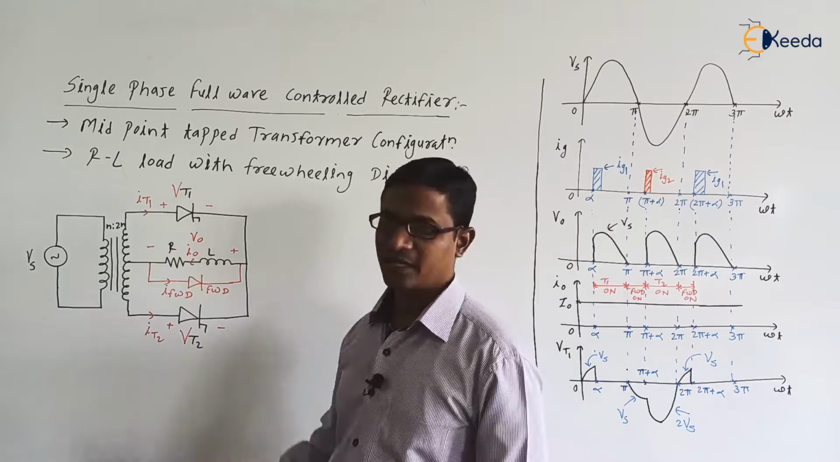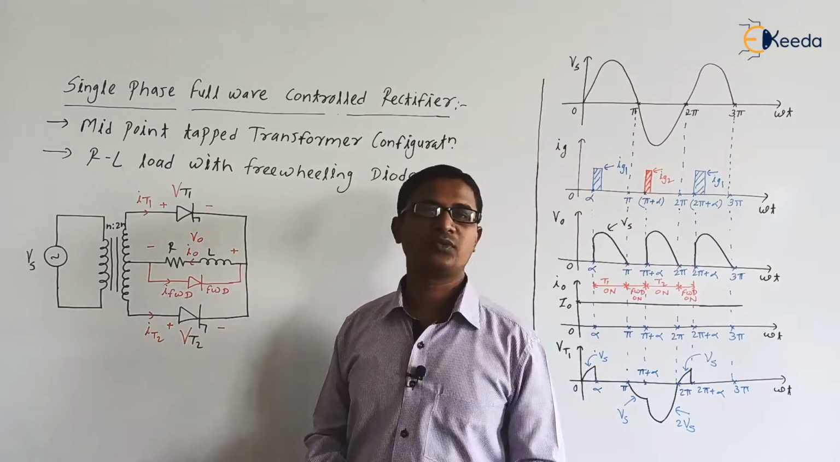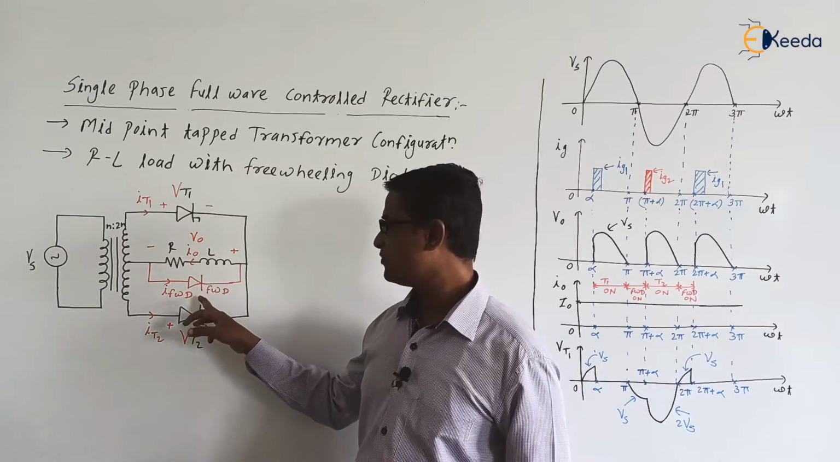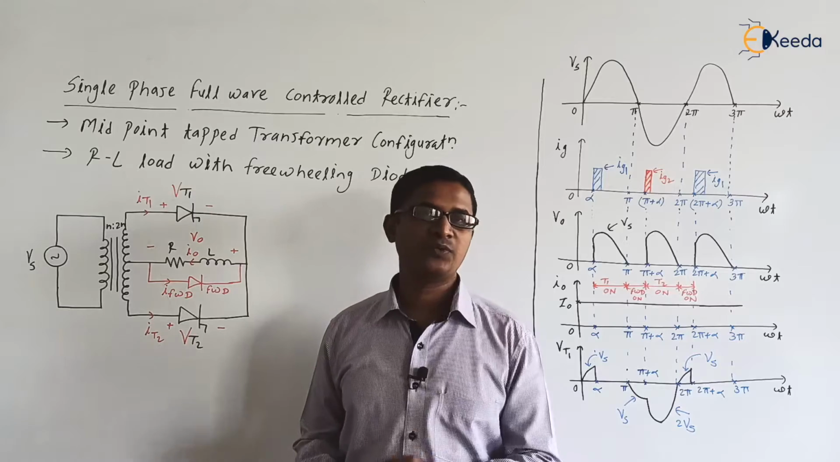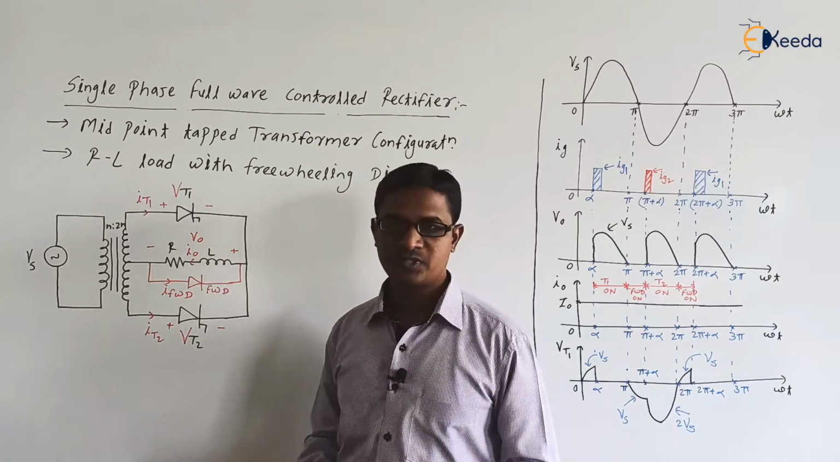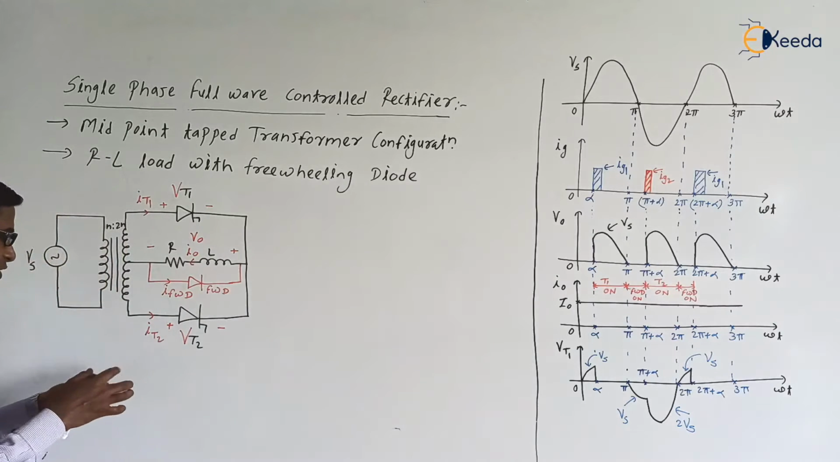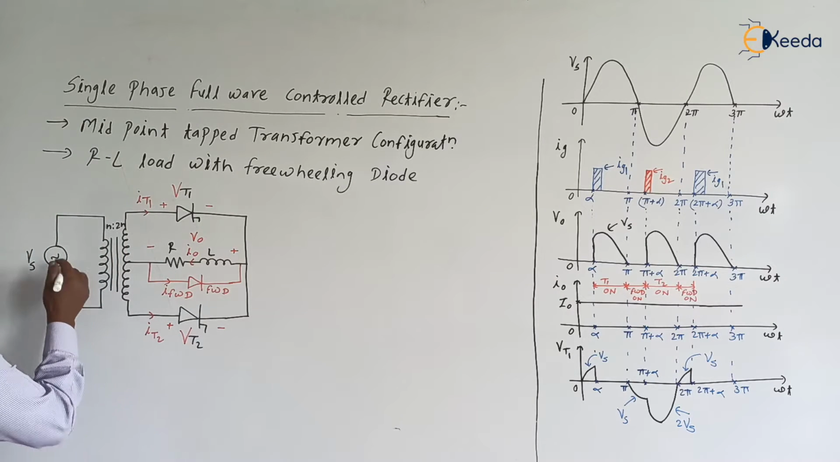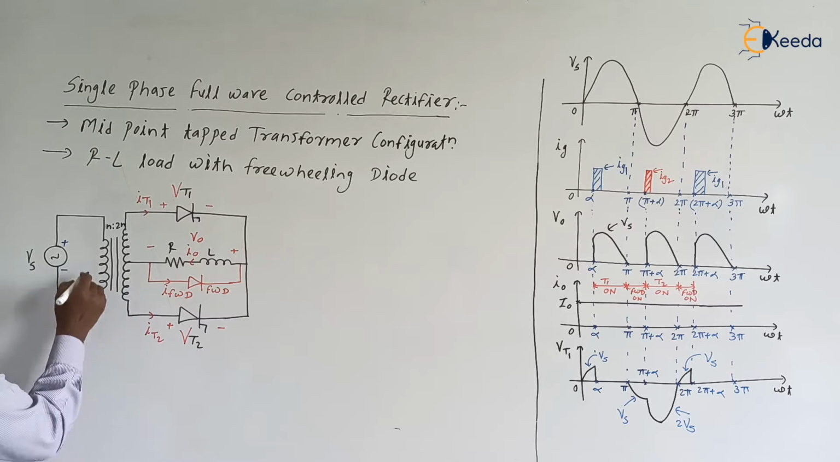Here is the circuit diagram, which is the same as that of the previous load, that is the RL load. The only thing is here we have connected the freewheeling diode. FWD is the freewheeling diode which is connected across the load. Now Vs is equal to Vm sine omega t. Vs is positive during 0 to pi, and from pi to 2 pi Vs is negative.